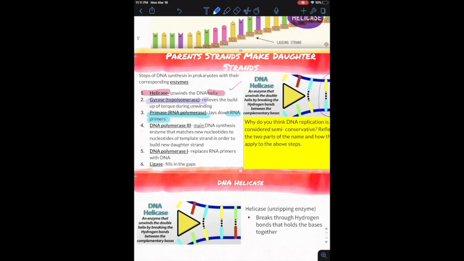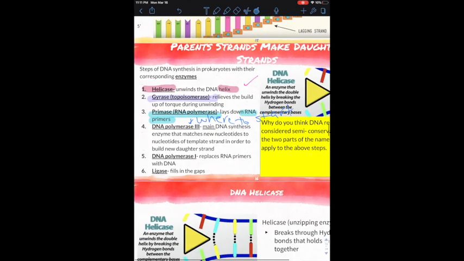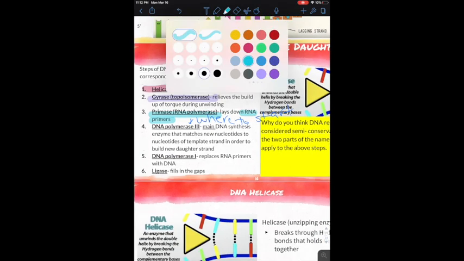It lays down nucleotides to tell the DNA polymerase where to start. So it's like, hey, start copying over here. It only lays down a couple of bases just to tell DNA polymerase where to start, because DNA polymerase cannot lay down nucleotides unless it has something to start off of. It needs something to build off of.